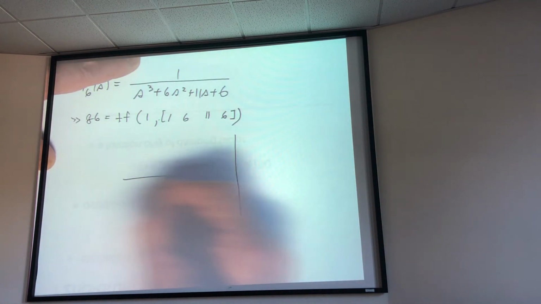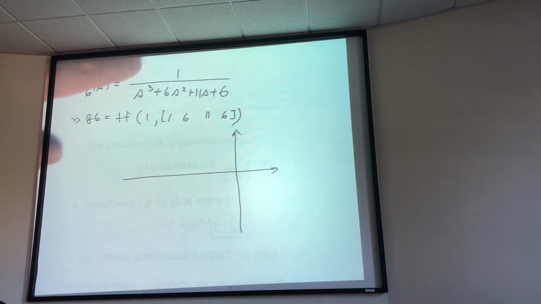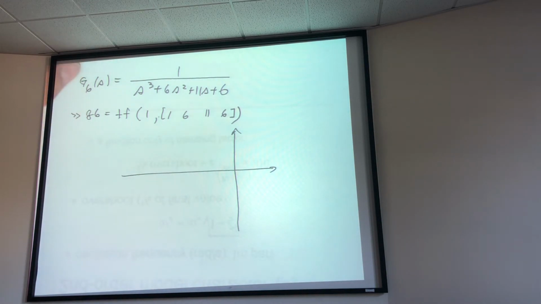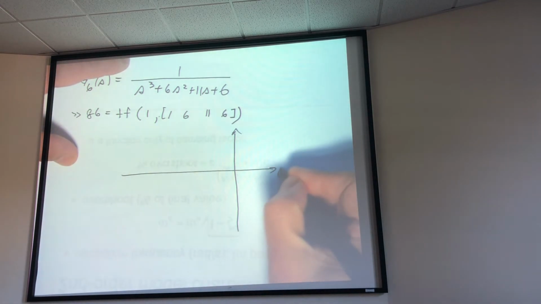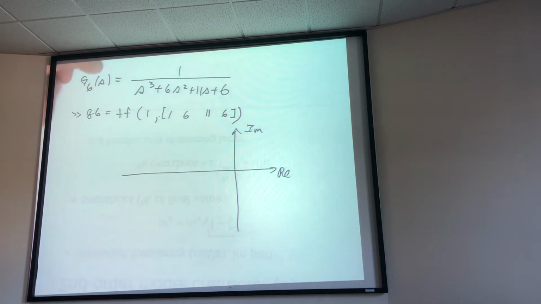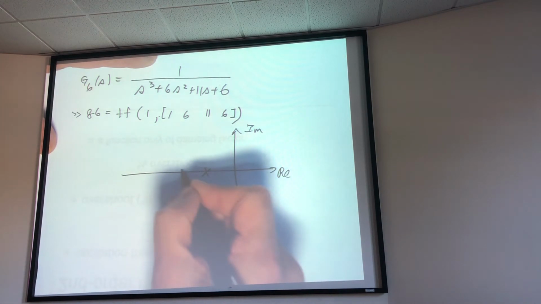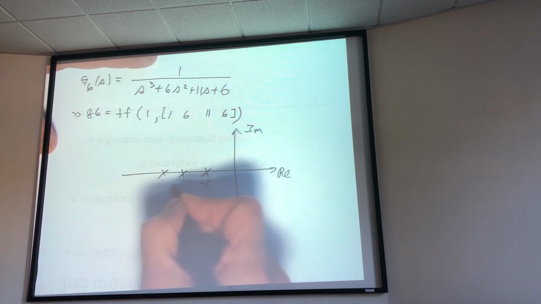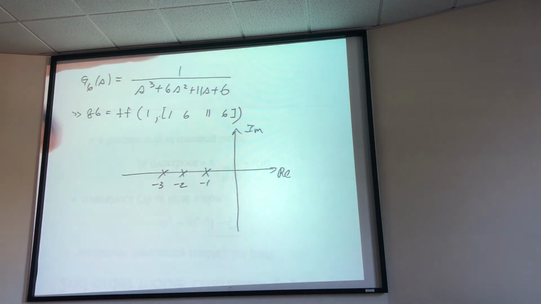You may want to close all your windows and redo it, or it's going to draw in the last window that was active. Label axis real and imaginary. This system has poles like this. 3 poles, -1, -2, and -3.